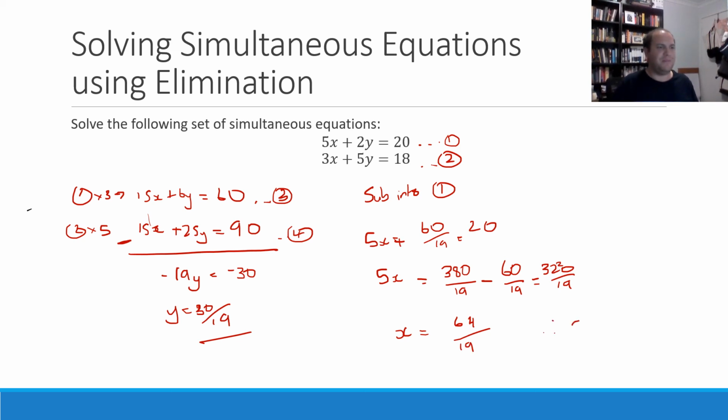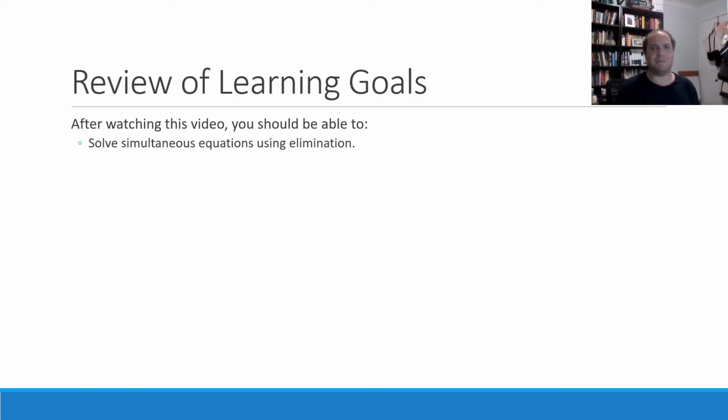So therefore our solution is, our x value is 64 on 19, our y value is 30 on 19. And that's how we solve simultaneous equations, by multiplying both equations by some value to make the coefficients the same. Alright, so after watching this video, students, you should be able to solve simultaneous equations using elimination.